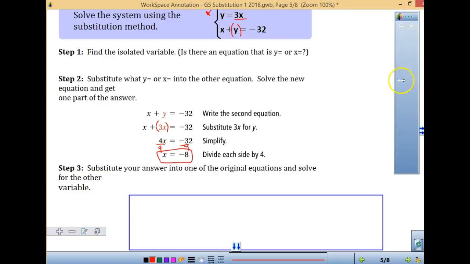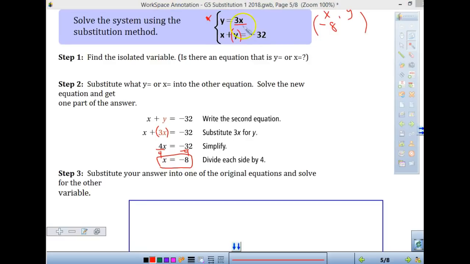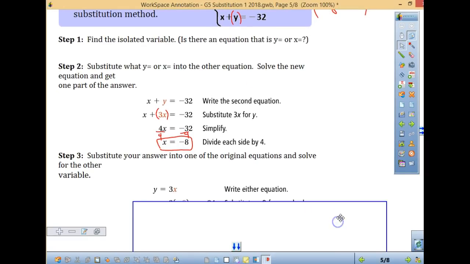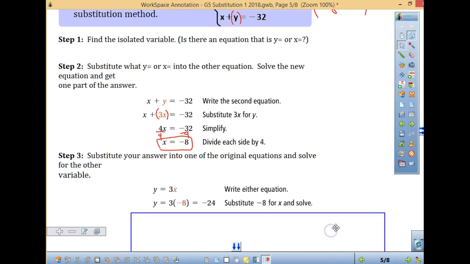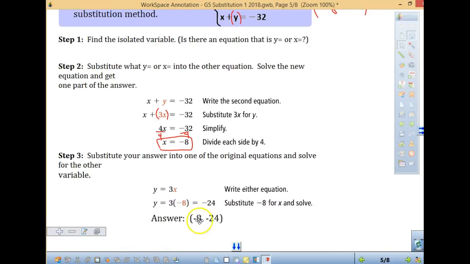So the first thing we've done is started our solution. Remember, solutions are still going to be that ordered pair x, y, and we have x equals negative 8. Of these two equations, both are pretty easy to check, but the first one is already set up with y equals, so that's the one we are going to use. We say y equals 3x, but now we replace the x with negative 8, and we get negative 24. And so our solution is negative 8, negative 24.